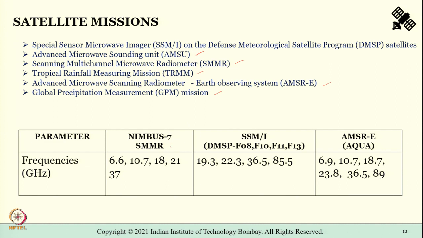For example, the SMMR, that is the Scanning Multi-channel Microwave Radiometer, uses frequencies of 6.6, 10.7, 18, 21 and 37. Whereas the SSMI uses frequencies such as 19.3, 22.3 and so on. AMSR-E uses a different set of microwave frequencies, and each of these can give us microwave brightness temperature using which we can estimate the rainfall rate.